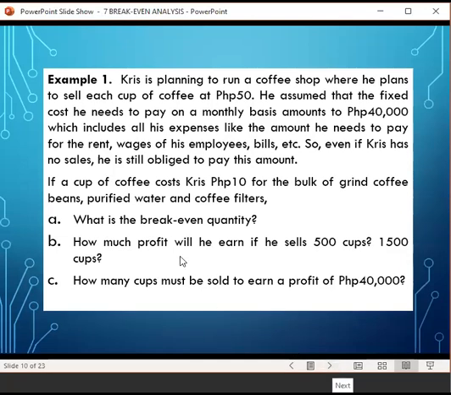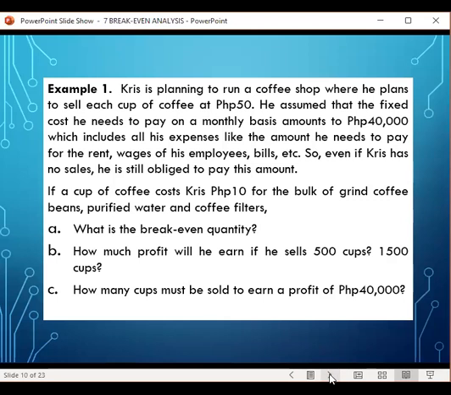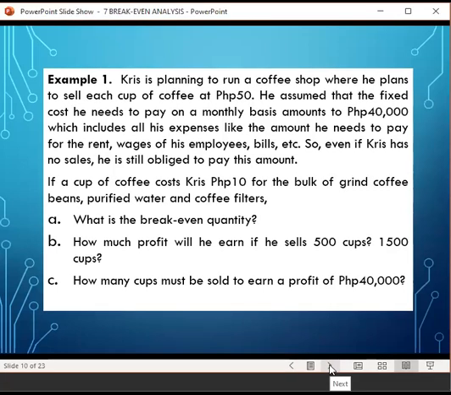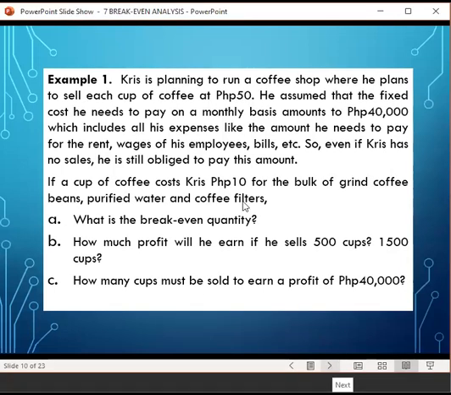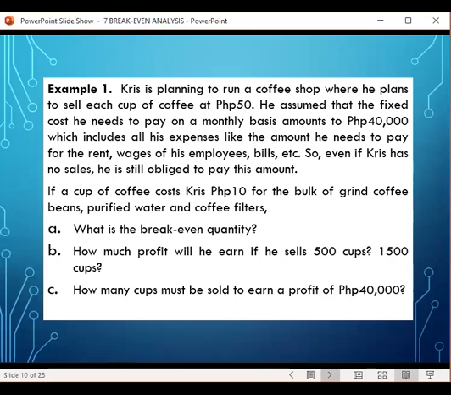So to solve for the break-even quantity, again, break-even is when the total cost is equal to the revenue. So we'll have to identify first what is the total cost and what is the revenue. Now again, from our previous formulas presented earlier, the total cost is equal to the fixed cost, which is 40,000 pesos, plus the variable cost, that is 10 pesos per cup.